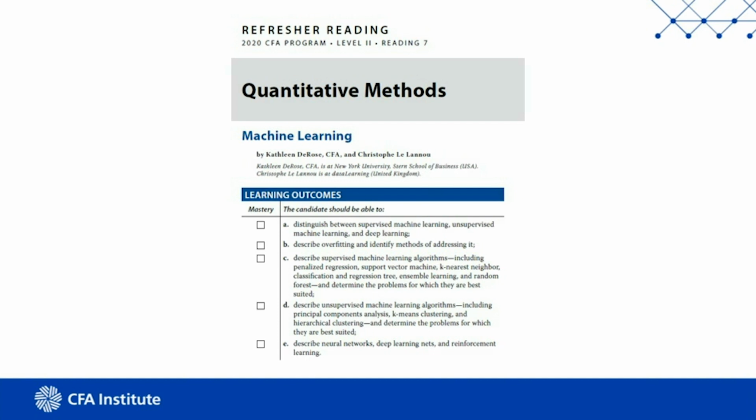We'll also describe item D, unsupervised machine learning algorithms, including principal components and k-means clustering. These are both ways of simplifying data. And finally, we will touch on neural networks and deep learning, the kinds of things that are much more in the news recently.